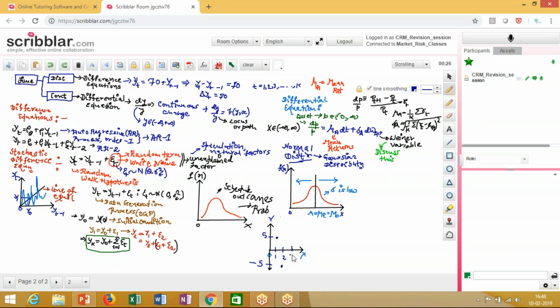Over here 3 is 10, and 4 is -10, right? Now let's join these lines. This is 1, this is 2, this is 3, this is 4.